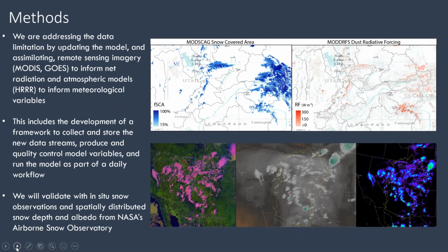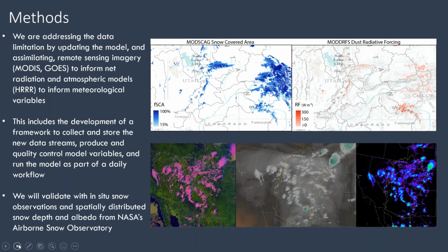The way that we are approaching addressing this is that we are going to assimilate remote sensing imagery from both MODIS and GOES to inform net radiation. Specifically, with MODIS we're using snow covered area and snow albedo to update the net shortwave. And then we are also using cloud cover from GOES to update both shortwave and longwave. Our forcings for iSnowBal are coming from HER to inform the meteorological variables.